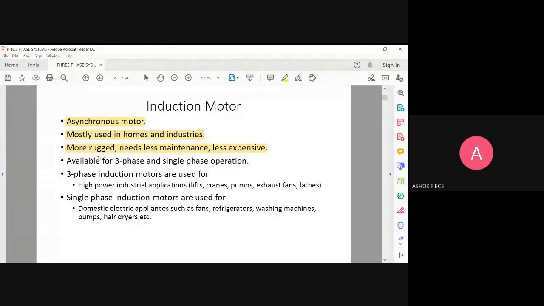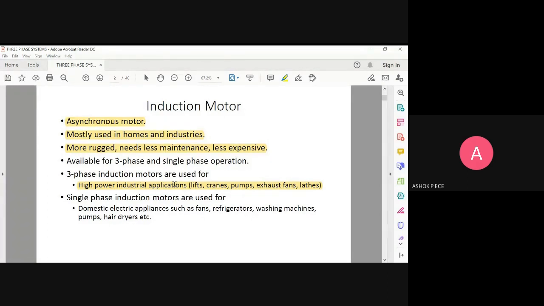It's available for three phase and single phase operation. And three phase motors are used for high power applications because the power is three times larger than your single phase, right? See, in the last unit, we studied about DC motor, right? In DC motor, the input is going to be DC power supply. But for this induction motor, the input is going to be AC power supply. Either it is going to be one single phase AC or three phase AC power supply.